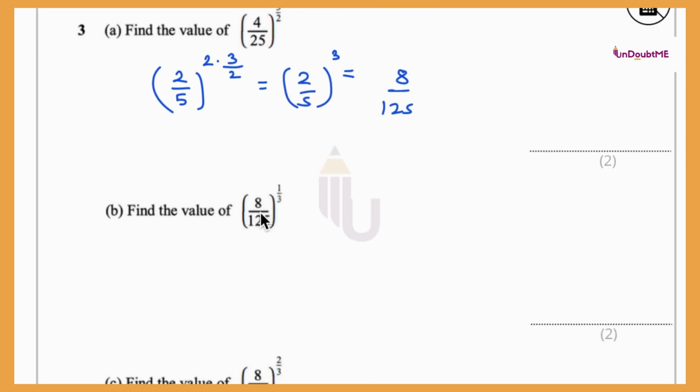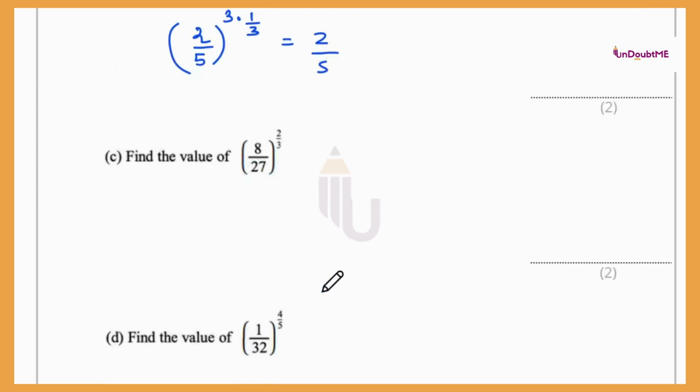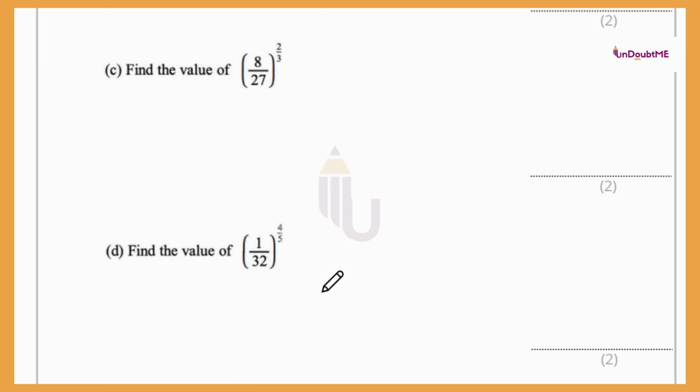We'll follow the same approach. 8 and 125 both are cubes. So that is (2 by 5) whole cube. You can factorize it, and you will understand that it will be (2 by 5)^3 to the power 1 by 3. 3 and 3 will get cancelled. The answer will be just 2 by 5. Then next two questions.